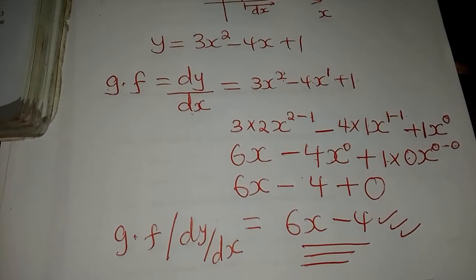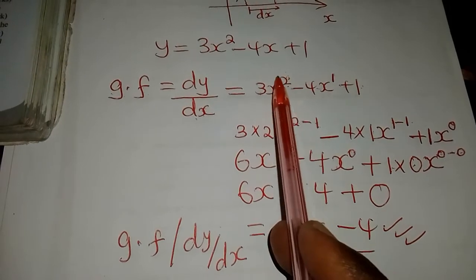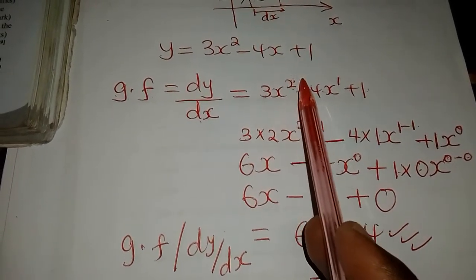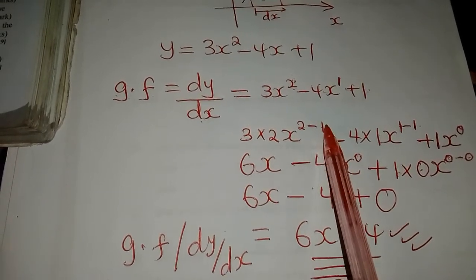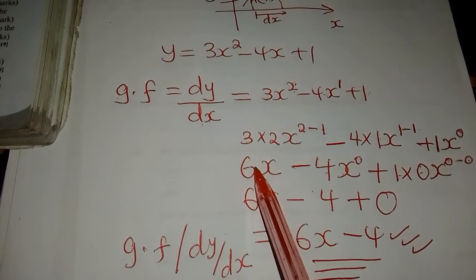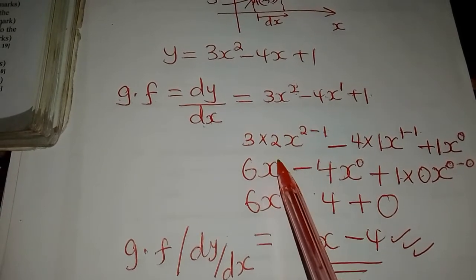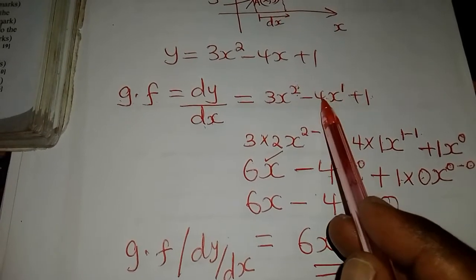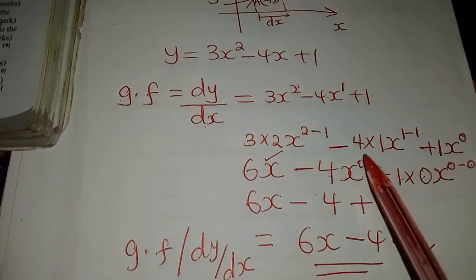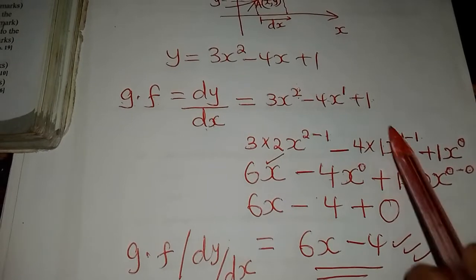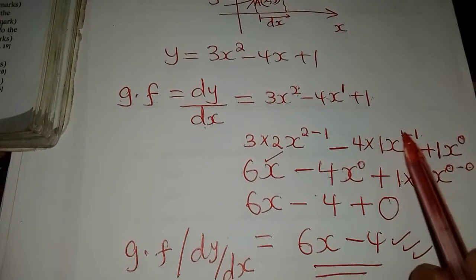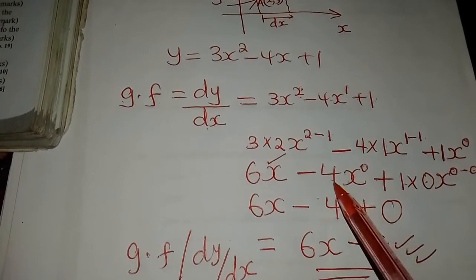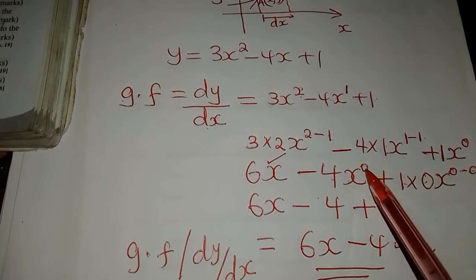Good. 6x minus 4. Pick the power, multiply by the coefficient of x. That is it. Pick the power, deduct 1. Reduce the power by 1. Great. 3 times 2, 6. Then x raised to 2 minus 1, that is x raised to 1. That is done. Come here, pick the power, multiply by the coefficient of x. 4 times 1. Then x. Pick the power, reduce by 1. 1 minus 1. So 4 times 1, that is 4. Then x raised to 1 minus 1, that is x raised to 0.